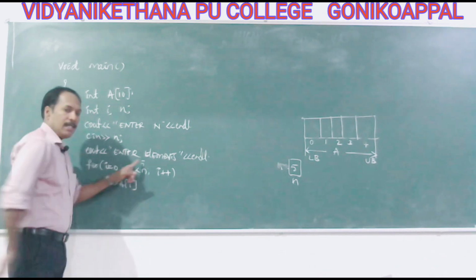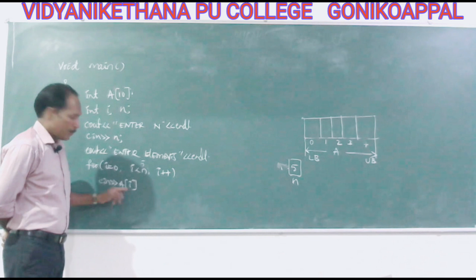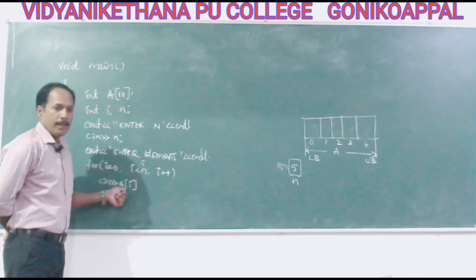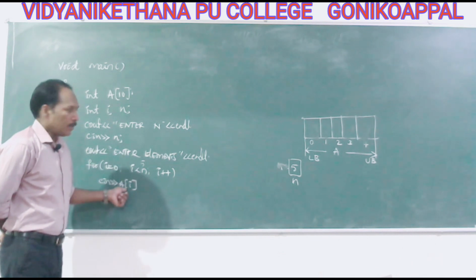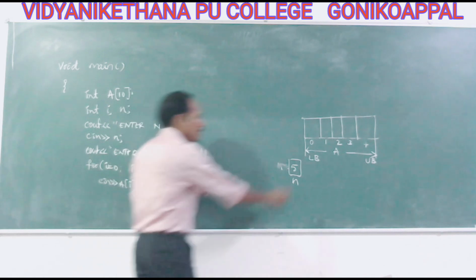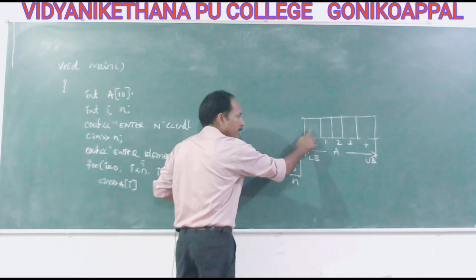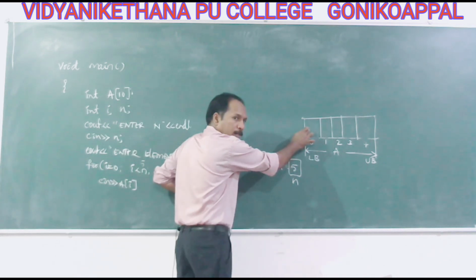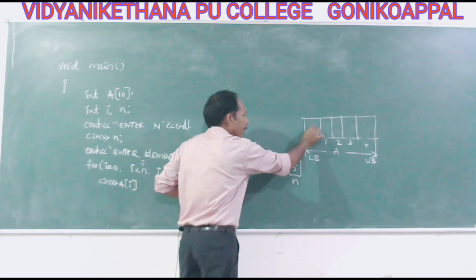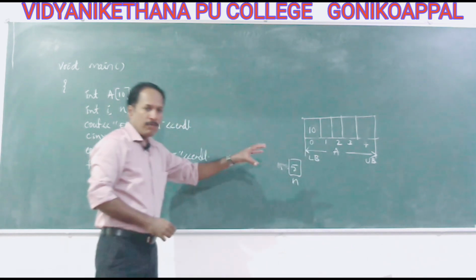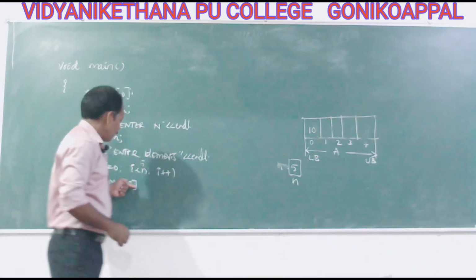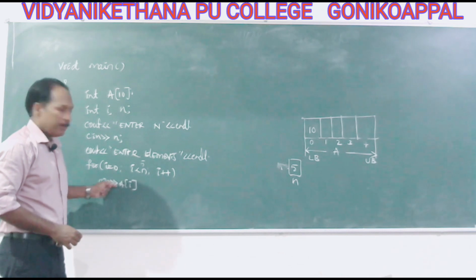So 0 is less than 5, yes, repeat this step. What are we repeating? Input a of i, that means a of 0. This is a of 0, we are referring here. So I have visited it now. I input some number, let it be 10, so I store the value now. Then what happens? For loop, only one statement to be repeated, i plus plus.